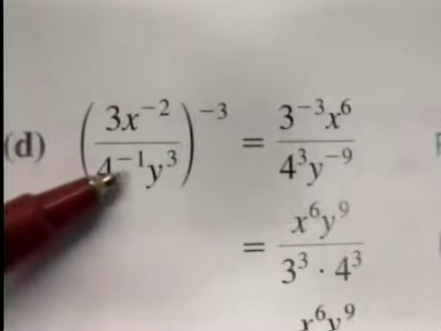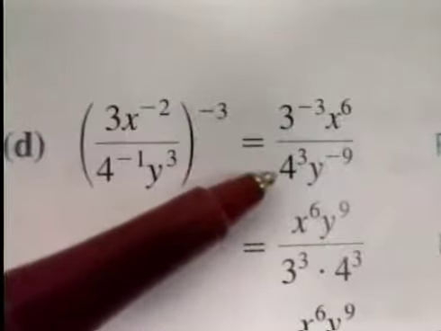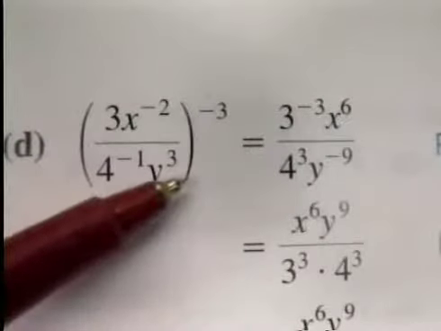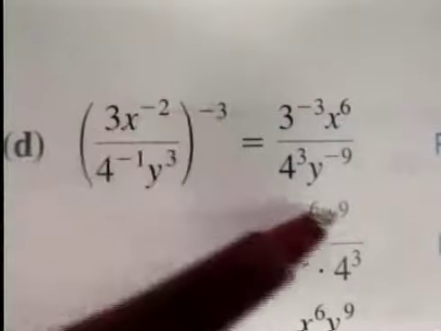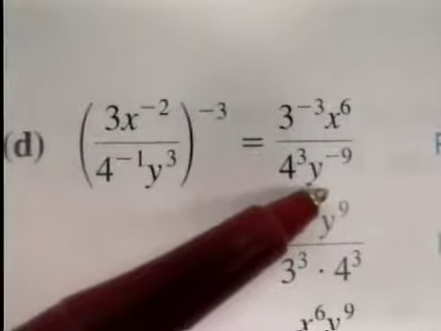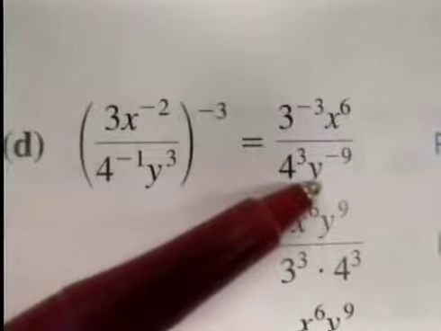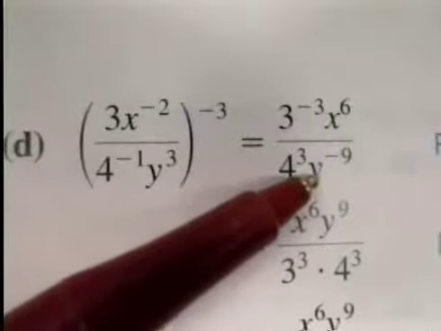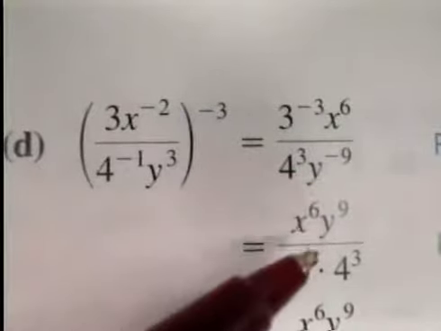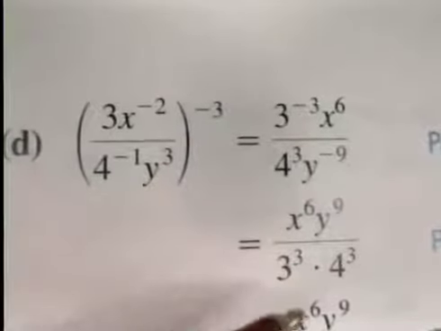Negative 3 times negative 1 is 3. Hence, 4 to the third. You have y to the 3, all to the negative 3. Negative 3 times 3, negative 9. Now, in a sense, you've played the game, but I think what's intended here is to get rid of the negative exponents. So now what do you get to do?